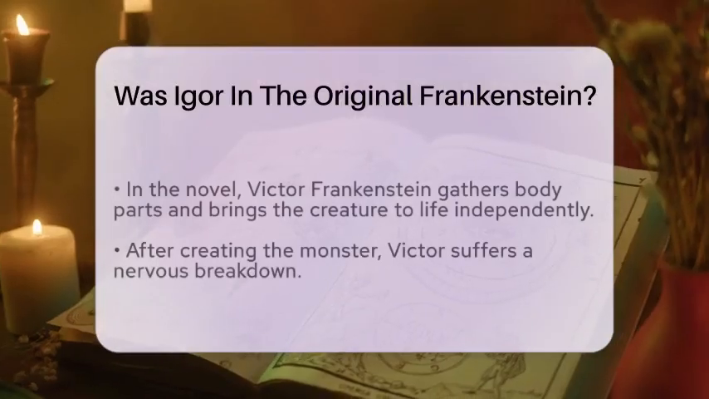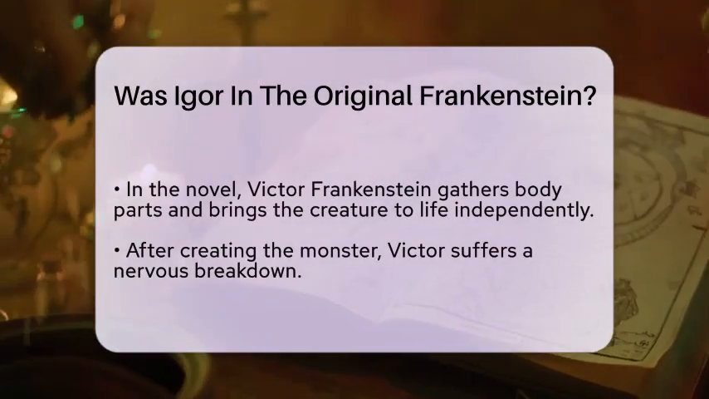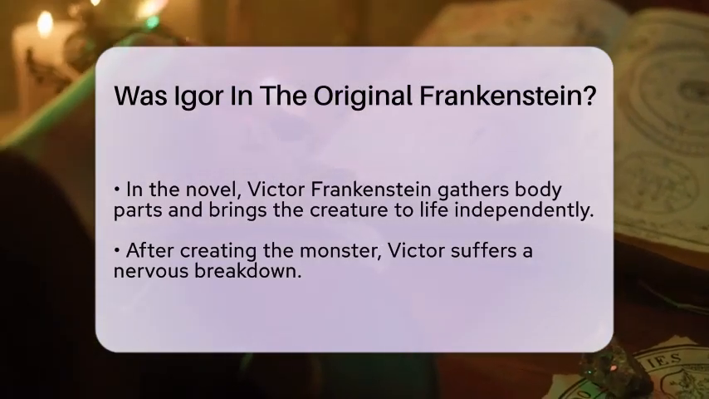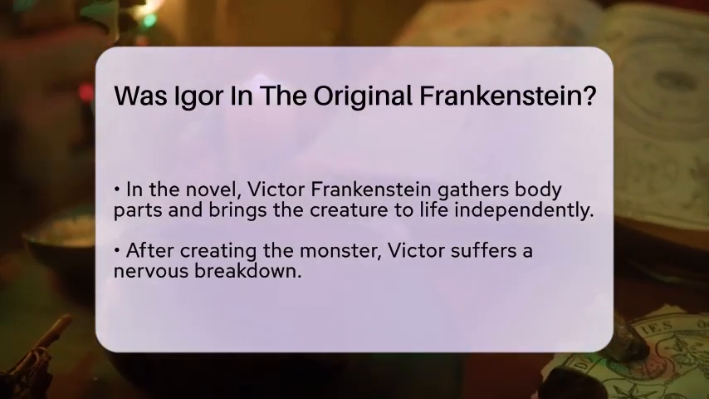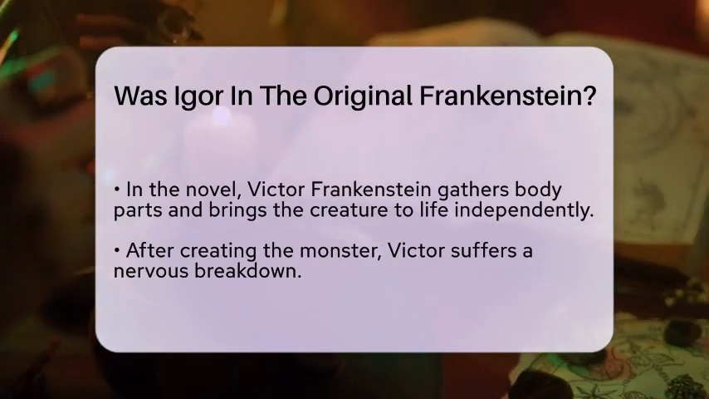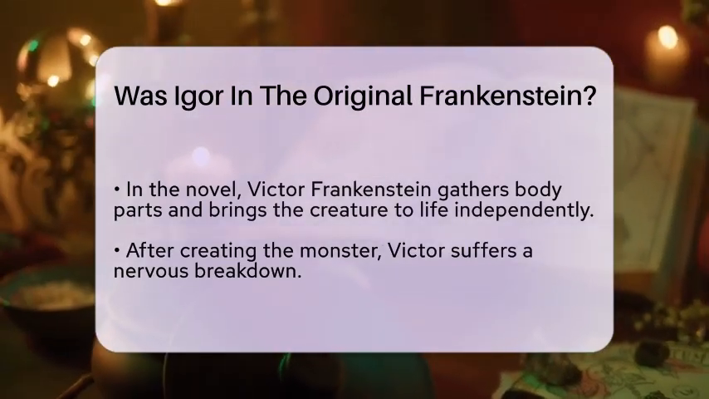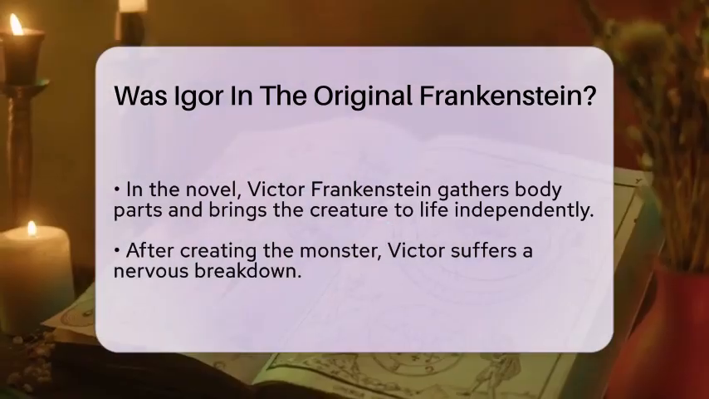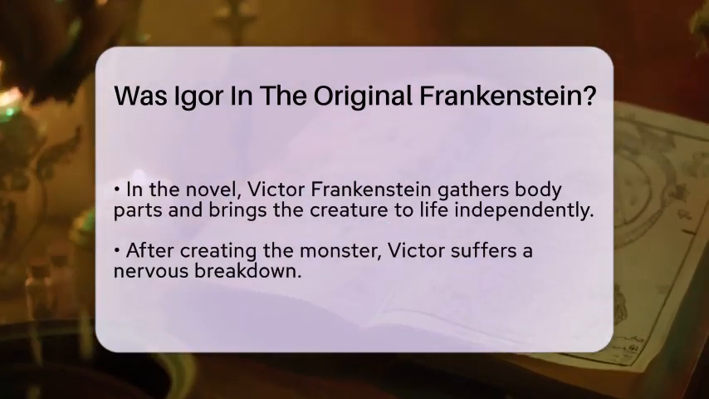The character of Igor was introduced in later adaptations, particularly in films. In these movies, Igor is often a hunchbacked assistant who helps the mad scientist. For instance, in the 1931 Universal Studios film, a character named Fritz fills this role, but he's not in the original book.